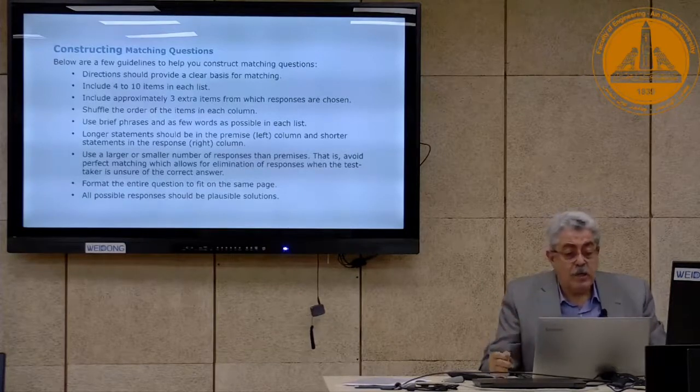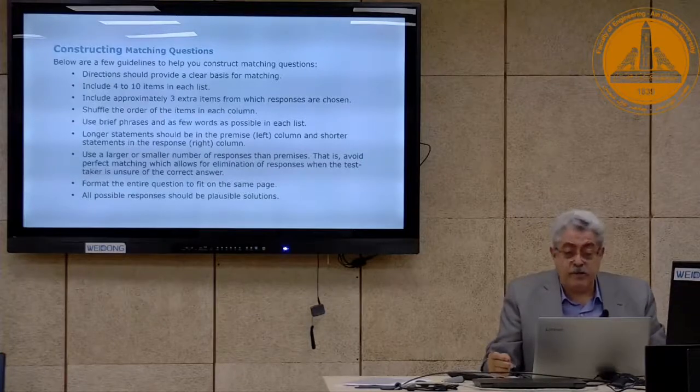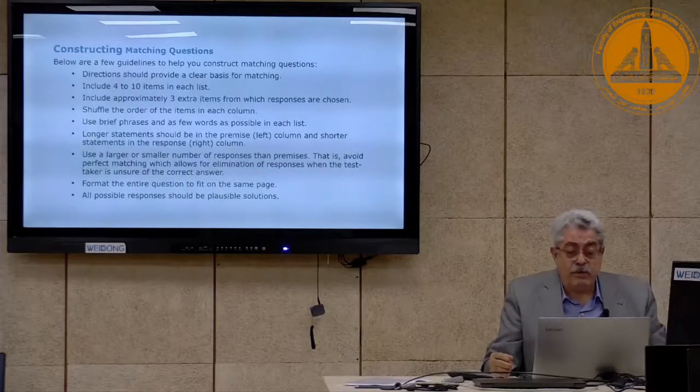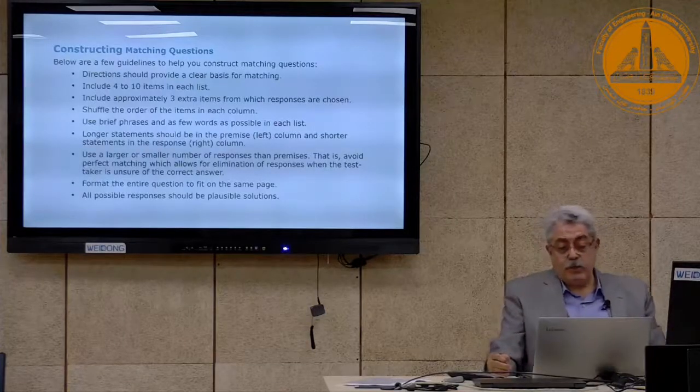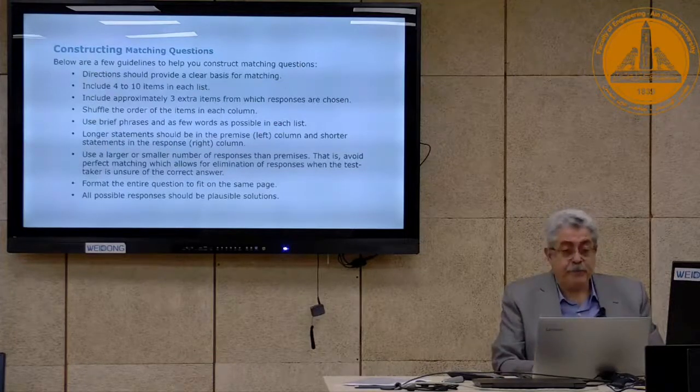Use a larger or smaller number of responses than premises. That is, avoid perfect matching, which allows the elimination of responses when the test taker is unsure of the correct answer. Format the entire question to fit on the same page. All possible responses should be plausible solutions, as we discussed before.